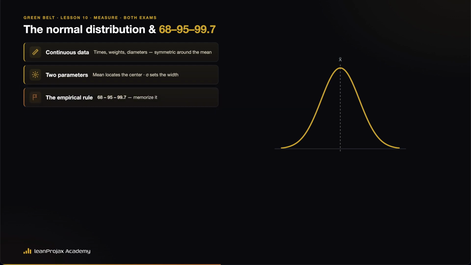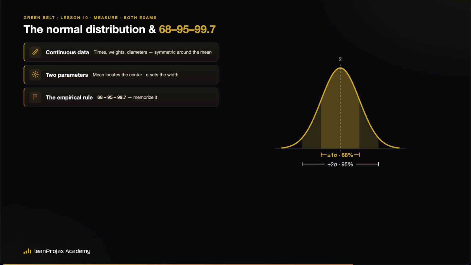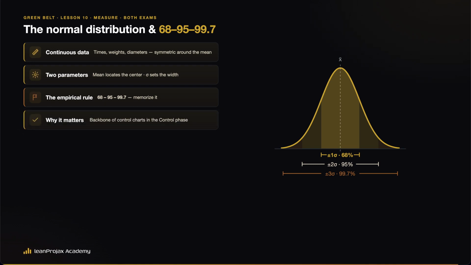Then memorize one rule: 68, 95, 99.7. 1 sigma. Either side of the mean holds 68% of the data. 2 sigma, 95, 3 sigma, 99.7. Both exams test this rule directly, and it's the backbone of control charts in the control phase.